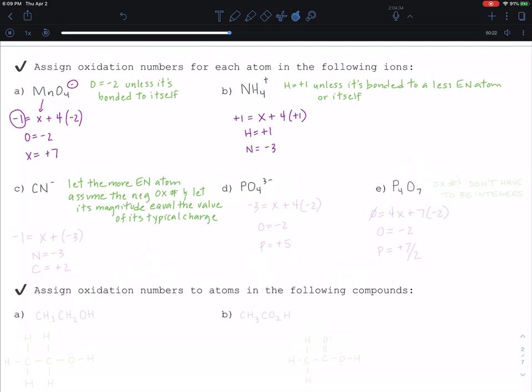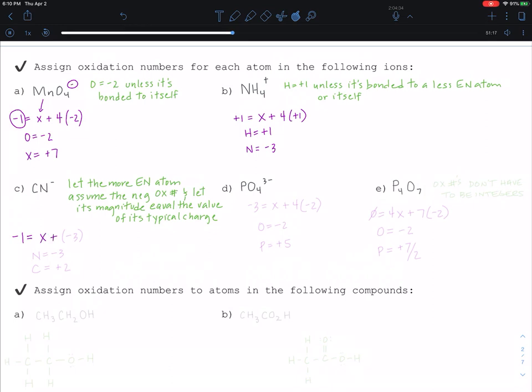So cyanide has a negative 1 charge overall, right? So the whole oxidation state for this ion is negative 1. We know that the more electronegative atom in this anion is going to be the nitrogen, so we're going to let that assume the negative oxidation number, and we're going to allow its magnitude to equal the value of its typical charge. Nitrogen is more electronegative than carbon. And so we know that nitrogen typically can take on 3 electrons, forming the nitride anion, which has a negative 3 charge. So that's what we're going to use for an oxidation state to try to figure out the oxidation state for the carbon. So we don't know what carbon is, and we're going to call it X.